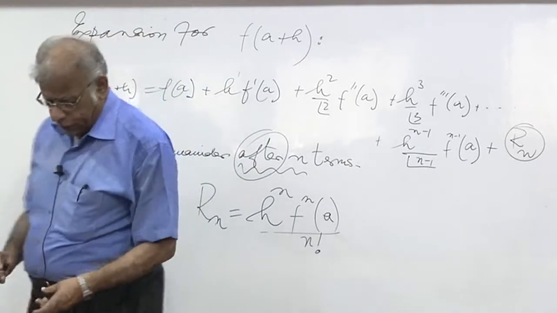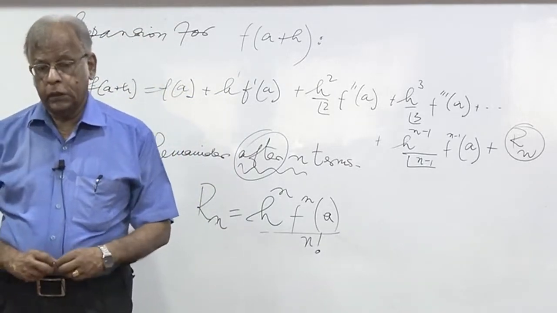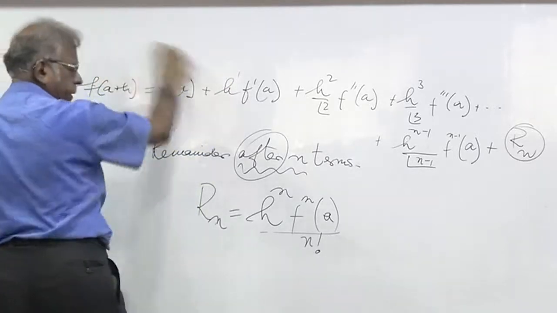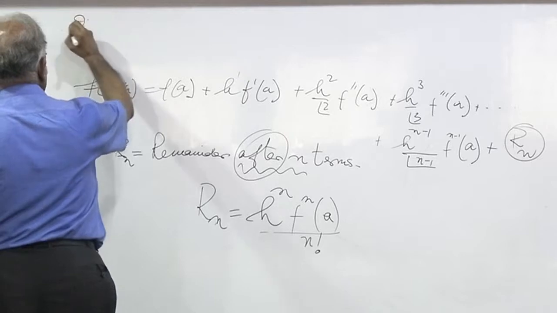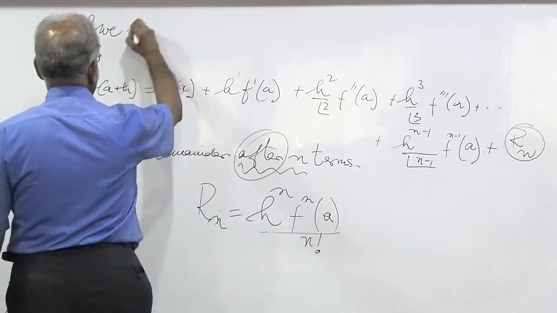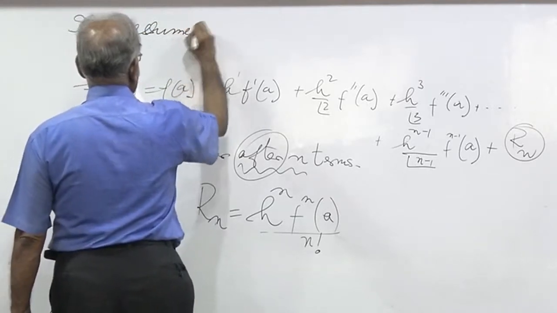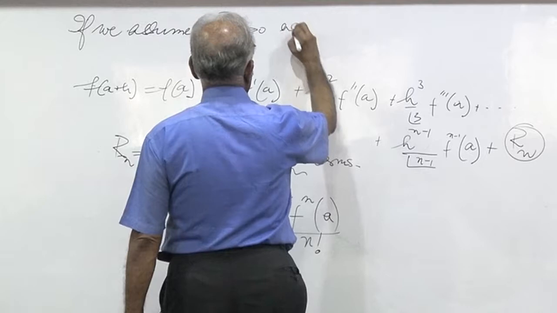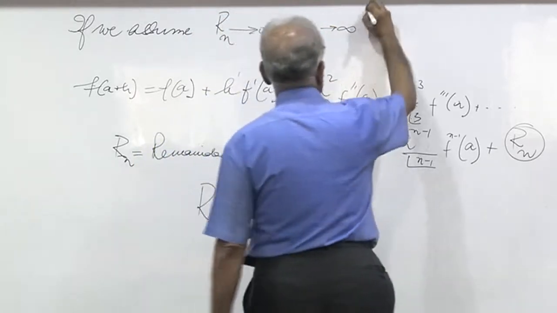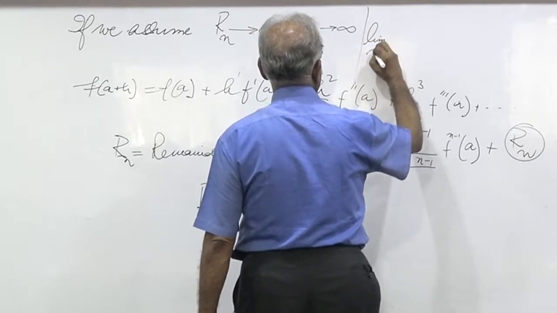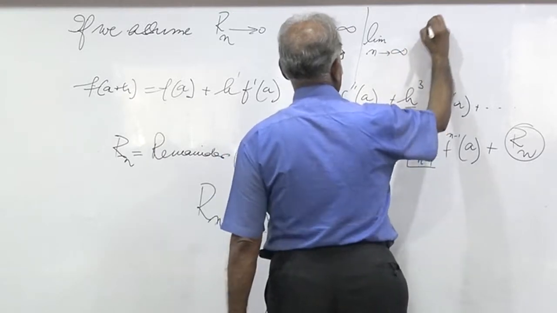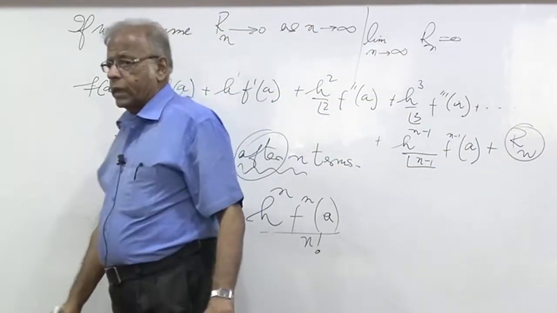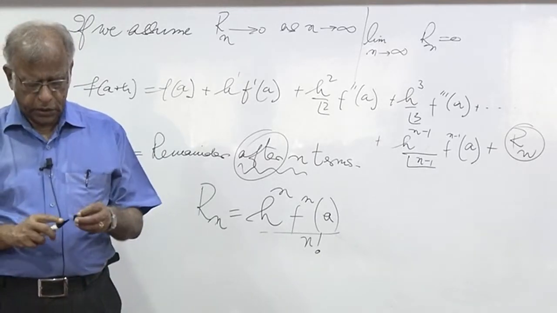Now, if we assume that the remainder R_n tends to 0 as n tends to infinity, and in most cases this is true, which in other words is the limit as n tends to infinity of R_n equal to 0, then this expansion can carry on till infinity. So, that is the series.